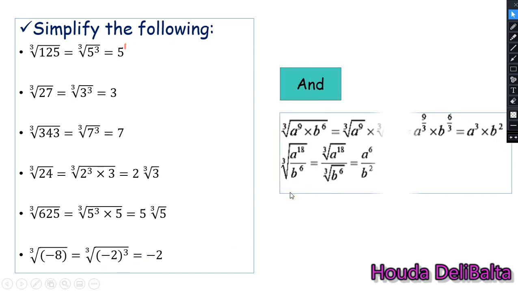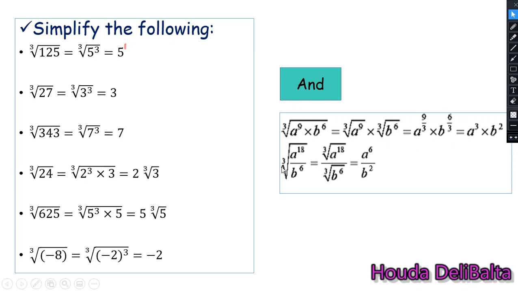Here are more examples including symbols, including letters. Cube root of a to the power 9 times b to the power 6. I can split the cubic root as in radicals because I have a multiplication sign in the middle. Cube root of a power 9 is a power 9 divided by 3, which is a power 3, and the cubic root of b power 6 is b power 6 over 3, which is b squared.